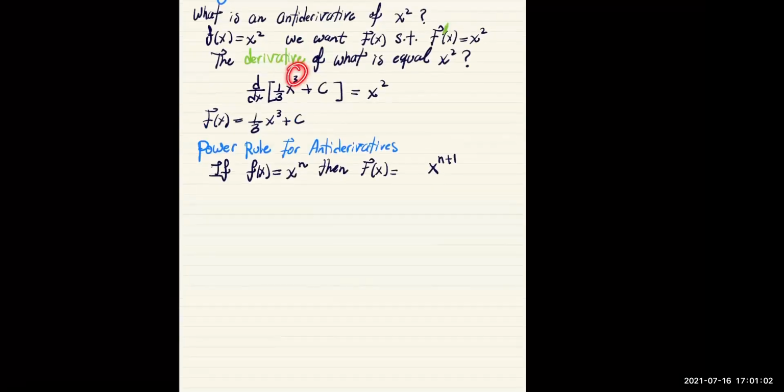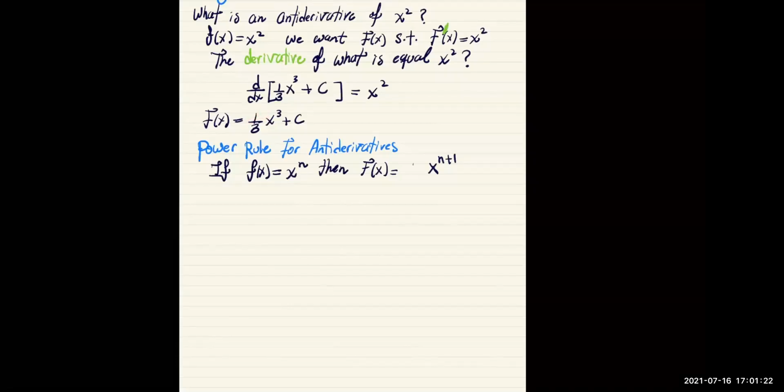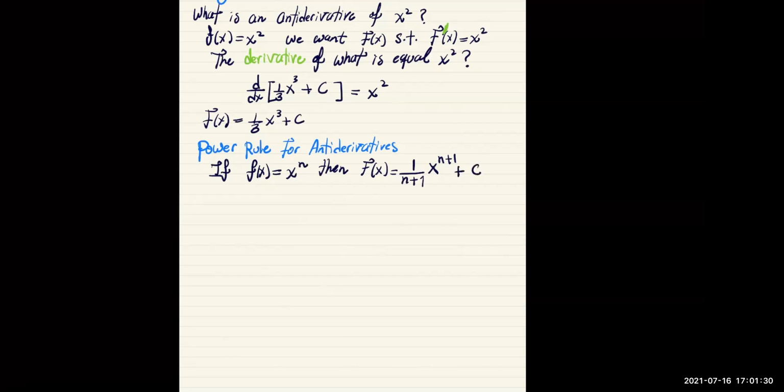But then if I take the derivative of this to see if I get that, I get an n plus 1 in front. That's not good. I don't want that n plus 1. So what I do to compensate, as I have done here, is divide by that new power. You divide by n plus 1, plus some constant. The constant here is, again, the constant of the antiderivative. The antiderivative of x to the n is x to the n plus 1 divided by n plus 1.